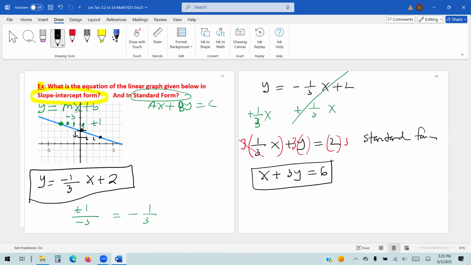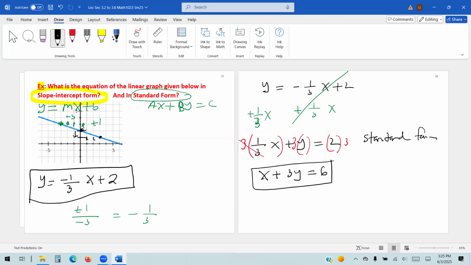Will we lose points if we don't simplify the fraction out of the standard form? I will tell you in the directions: no fraction, no negative x. That means you have to follow. We have to get x to be positive, and there will be no fraction. Here x is already positive.